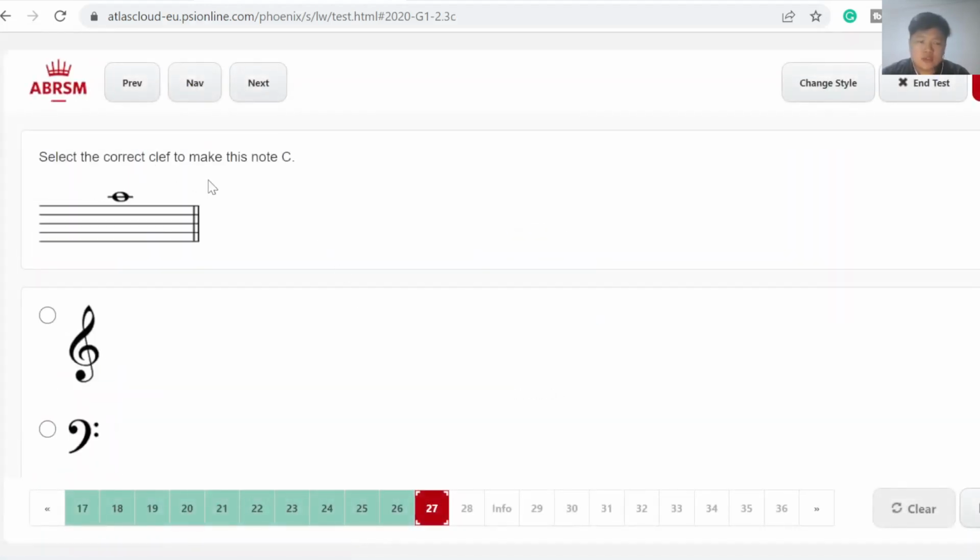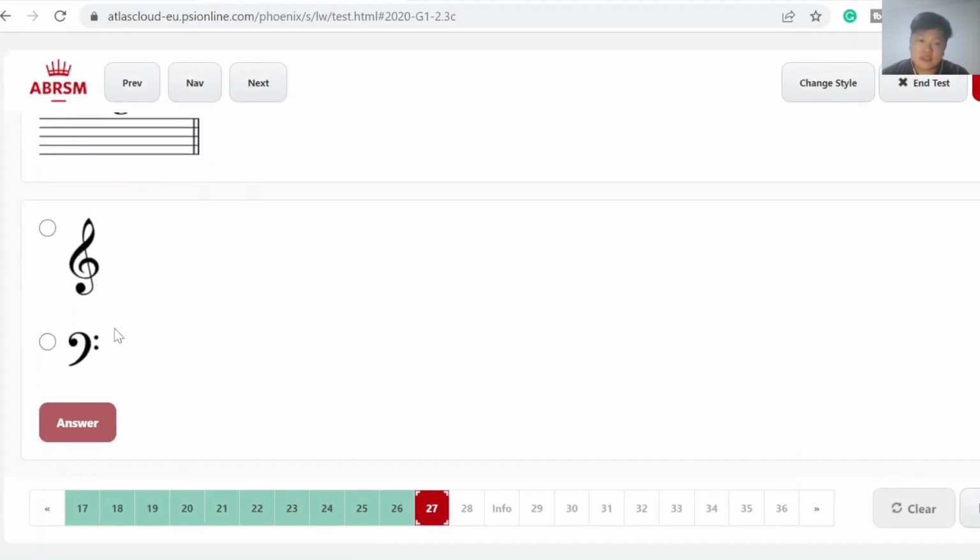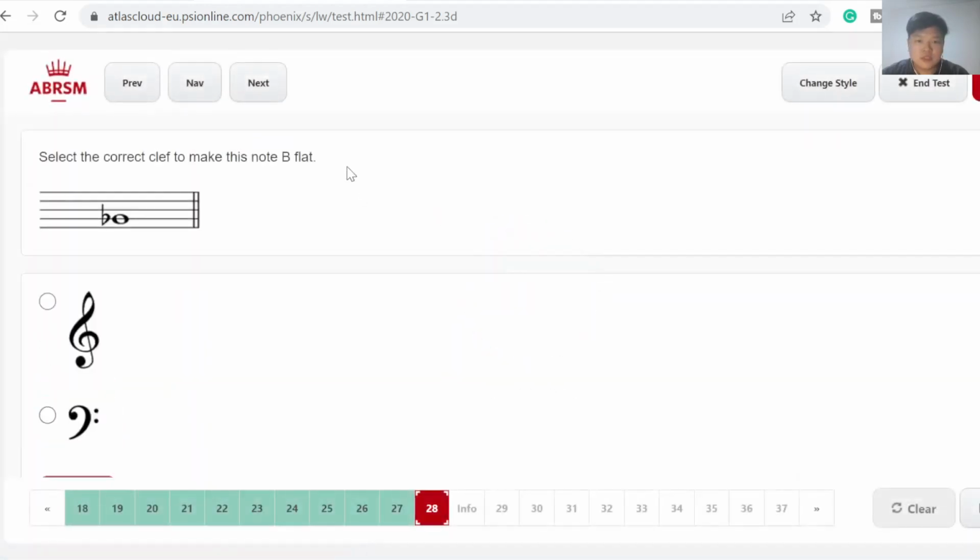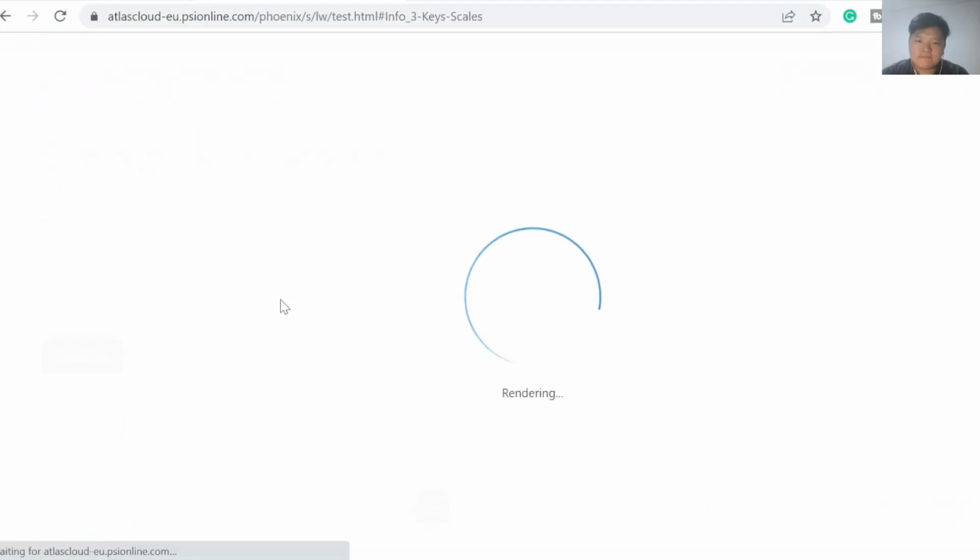Next one, select the correct clef to make this C note. Middle C, bass clef, middle C. Yep. Select the correct clef to make this note B flat. So I need a B flat. Again, we try the treble clef first. This is the F note, but F go up, if this note is in treble clef, it should be a G flat. Now we want a B flat, correct? It must be a bass clef.